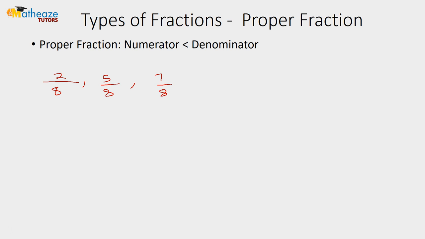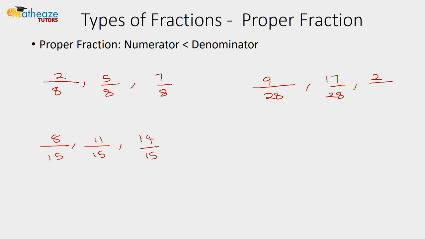Let's try some other ones. If I put 15 here, it means anything from 1 to 14 would make a good proper fraction. So 8, 11, 14. Another example, if I make this 28, anything from 1 to 27 will be a good proper fraction. So let's try 9. We can try 17. And we can also try 25.